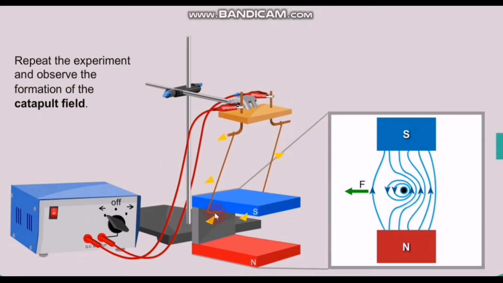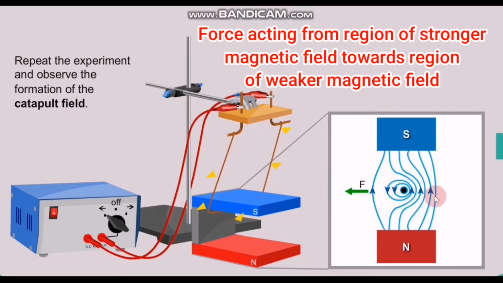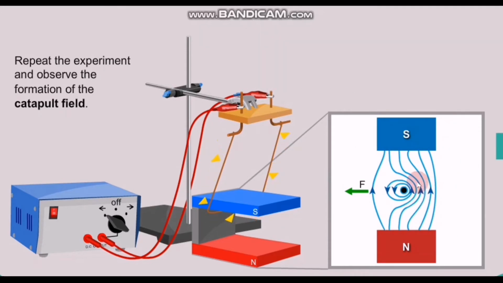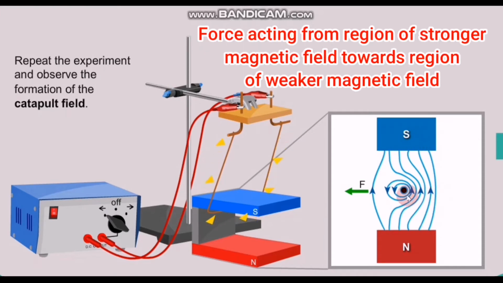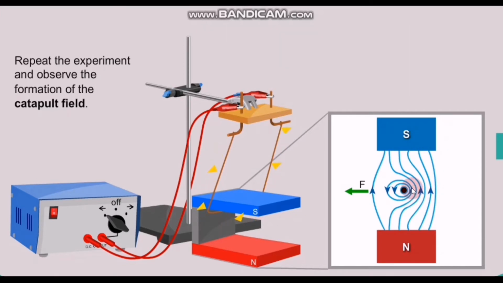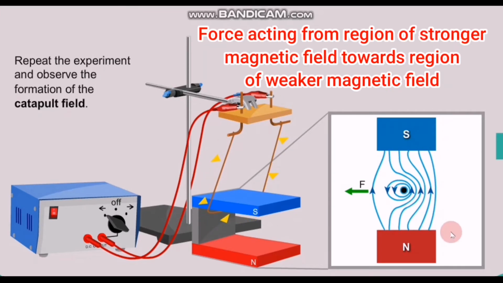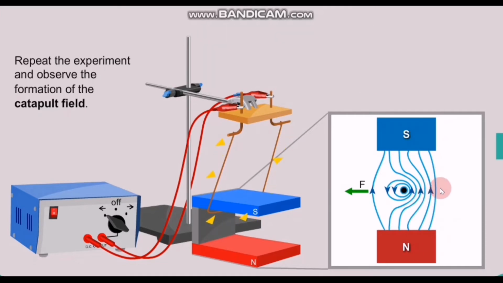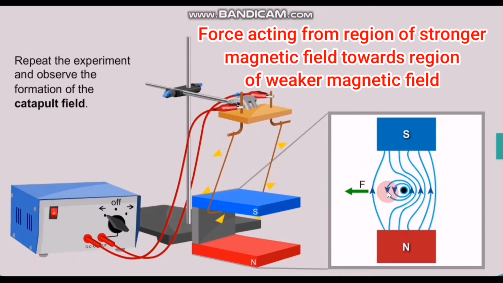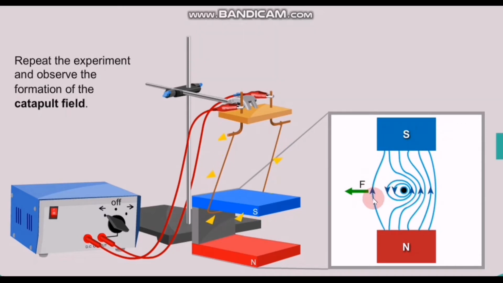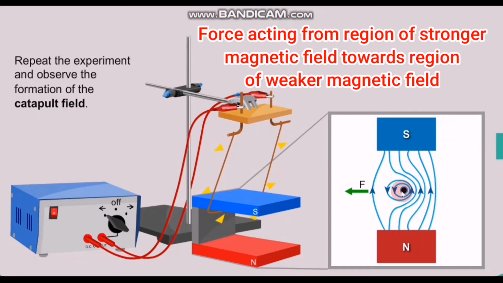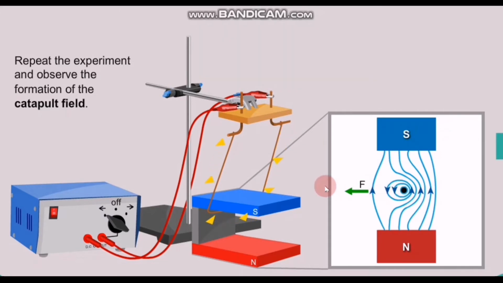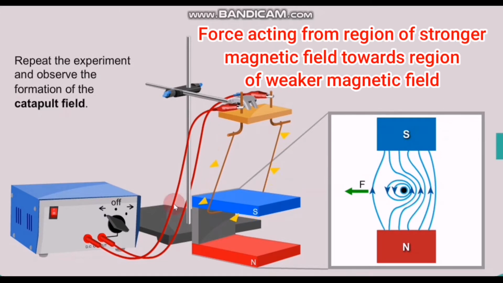Initially, when current flows in this direction along the copper wire, this diagram shows how the catapult field is produced. On the right side, since the direction of the magnetic field of the permanent magnet is equal to the direction of the magnetic field of the copper wire, it forms a stronger region. While on the left side, since the direction is opposite, it produces a weaker region. And this causes the copper wire to be pushed to the left, which is inwards.